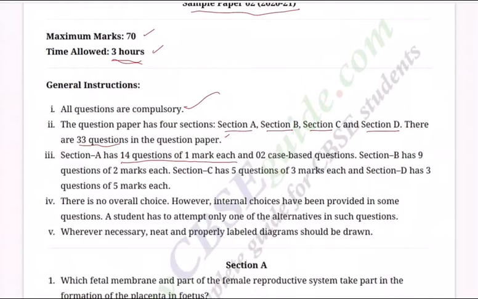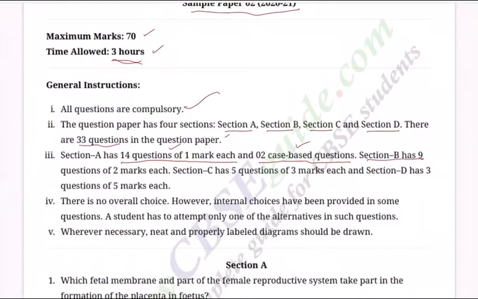Section A has 14 questions of 1 mark each. Here you should score out of out. You should not miss 1 mark also by mistake. And then 2 case-based questions. This is the new one. 2 case-based questions. This is a new pattern of asking the questions to you for your batch. So you need to be trained. That is the purpose why I am giving these sample papers. To the tune of 10 papers I will be giving.